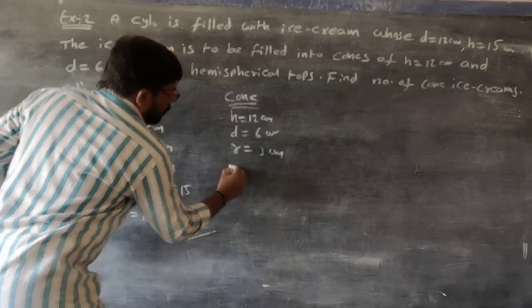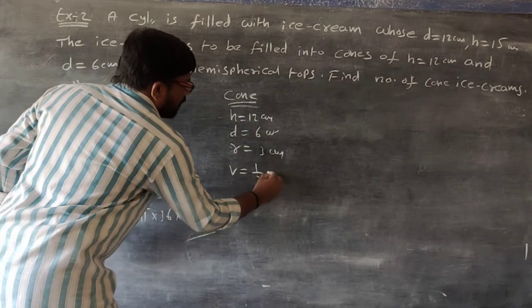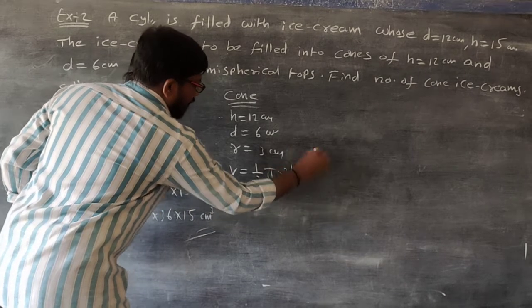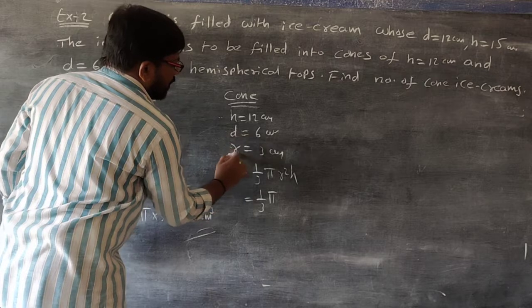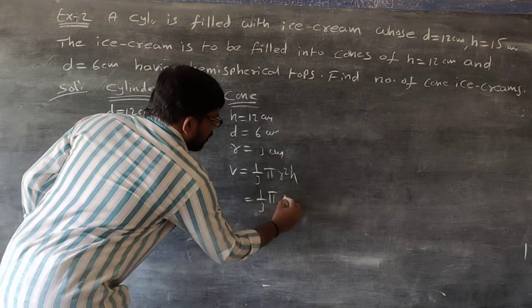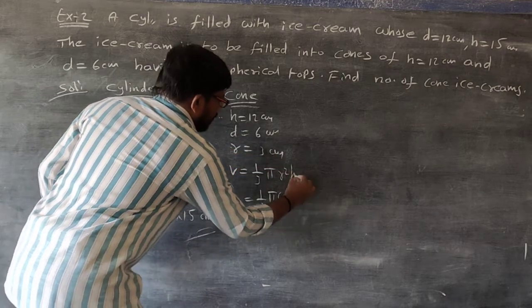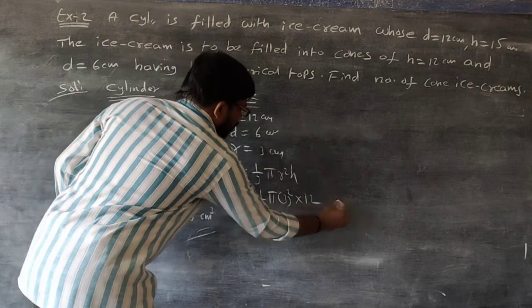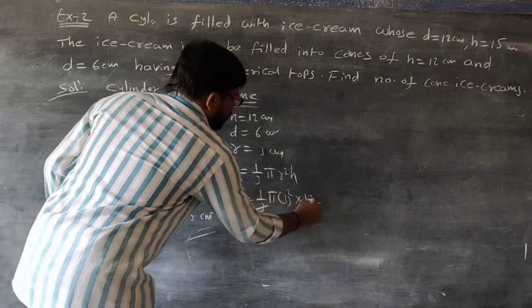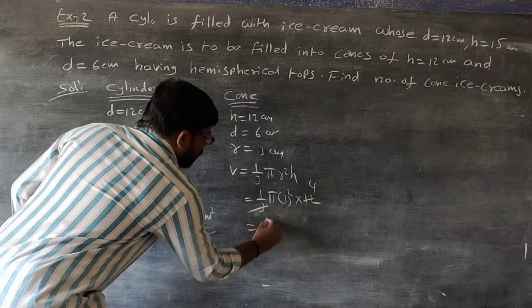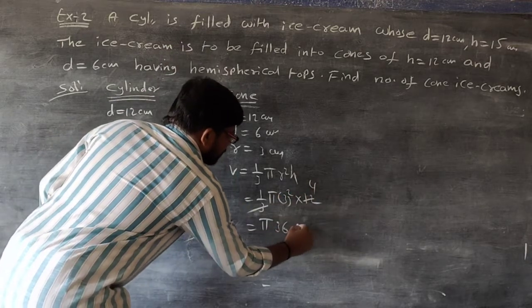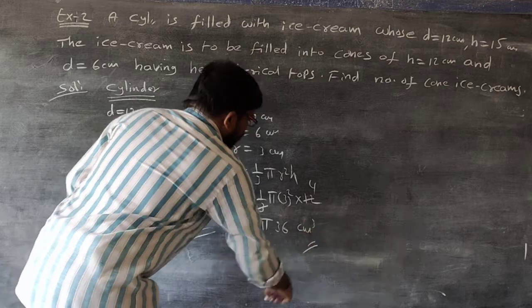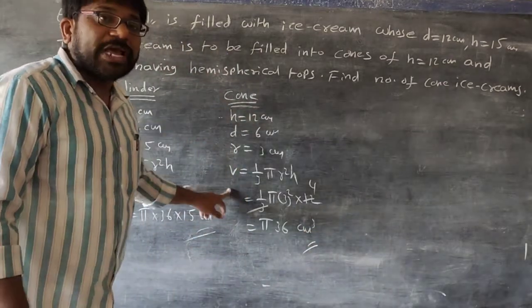What is its volume? V is equal to 1 by 3 pi R square H. That is equal to 1 by 3 pi R square, R is 3 square, into H. H means 12, right? 3 ones are 3, 3 fours are 12. That is equal to pi into 3 square, 9 fours are 36 centimeter cube. It is the volume of the conical portion.